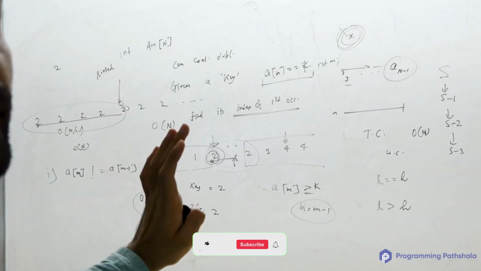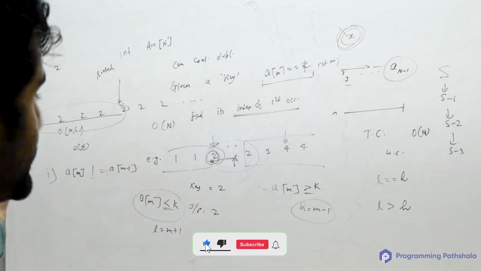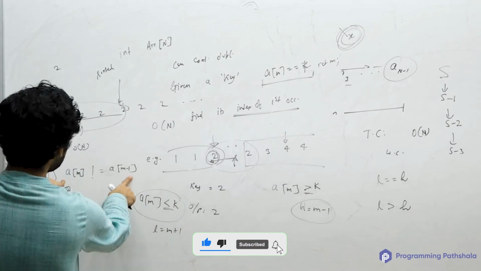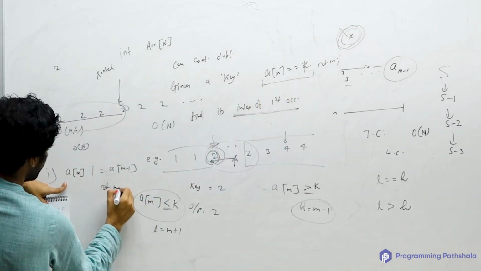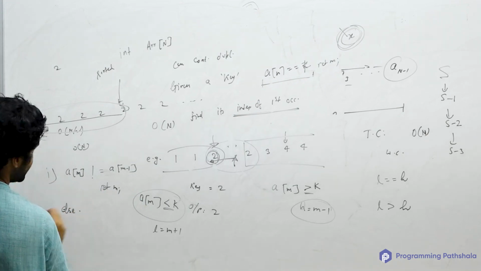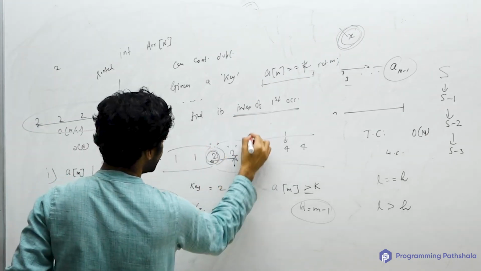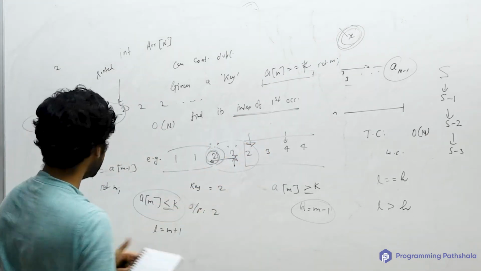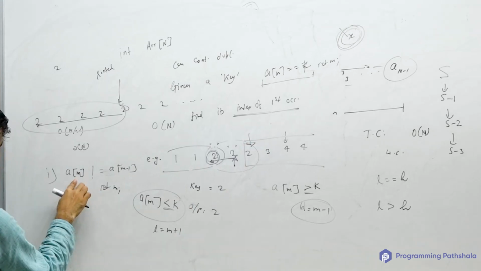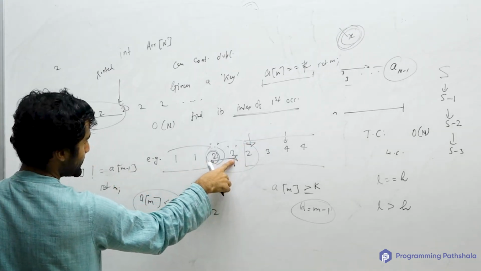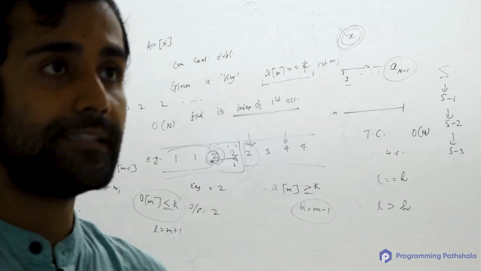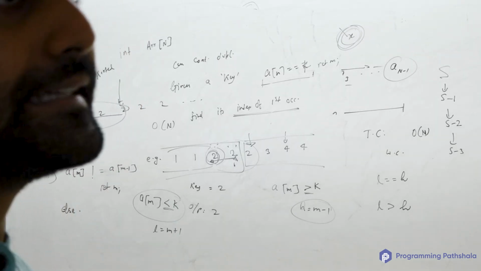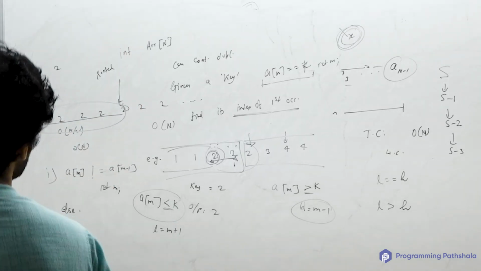This m itself will be my first occurrence, right? So if this is the condition in association with this condition, then you can say that return m. But if this is not the case, that is if a of m is equal to a of m minus 1, does that mean that my answer will definitely lie in the left? Yes. So what should I do over here?